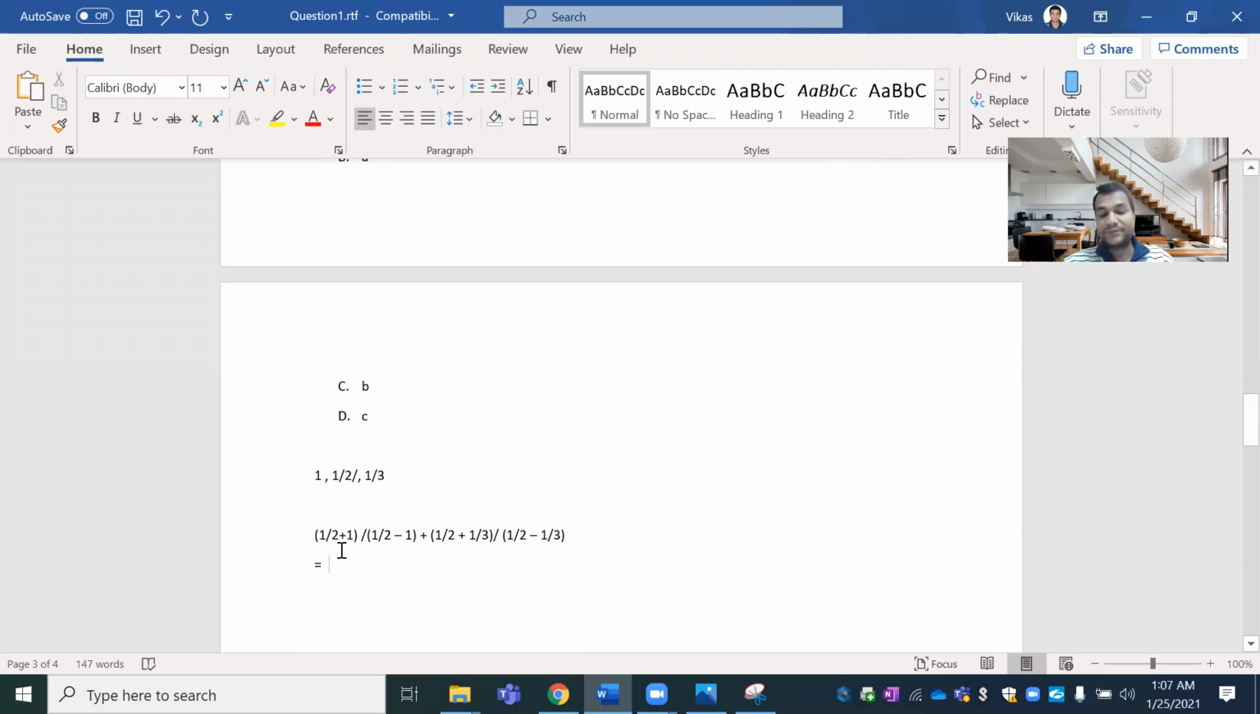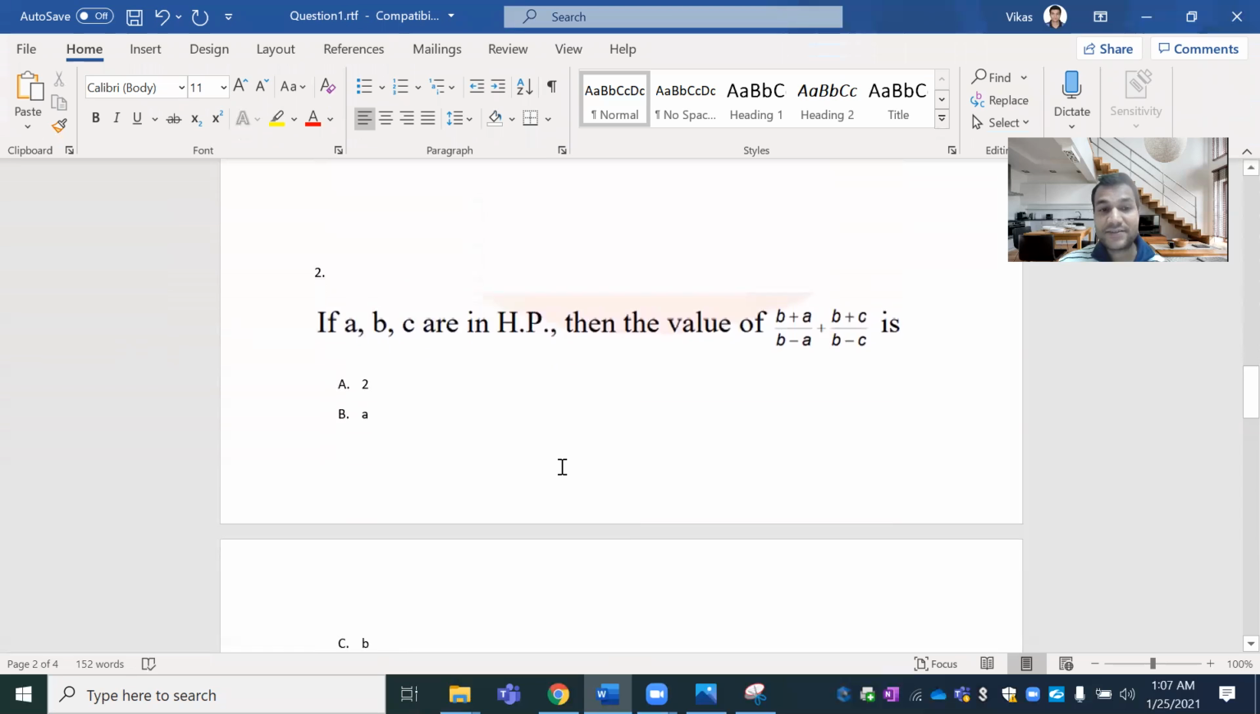It will become 2 plus 1, 3, divided by 2 minus 1, right? 1 minus 2 is 3, and then plus, and then it will become 2, 5, and divided by 3 minus 2 is equal to 1, right? That means it is equal to coming 2. And what are the answers given below?